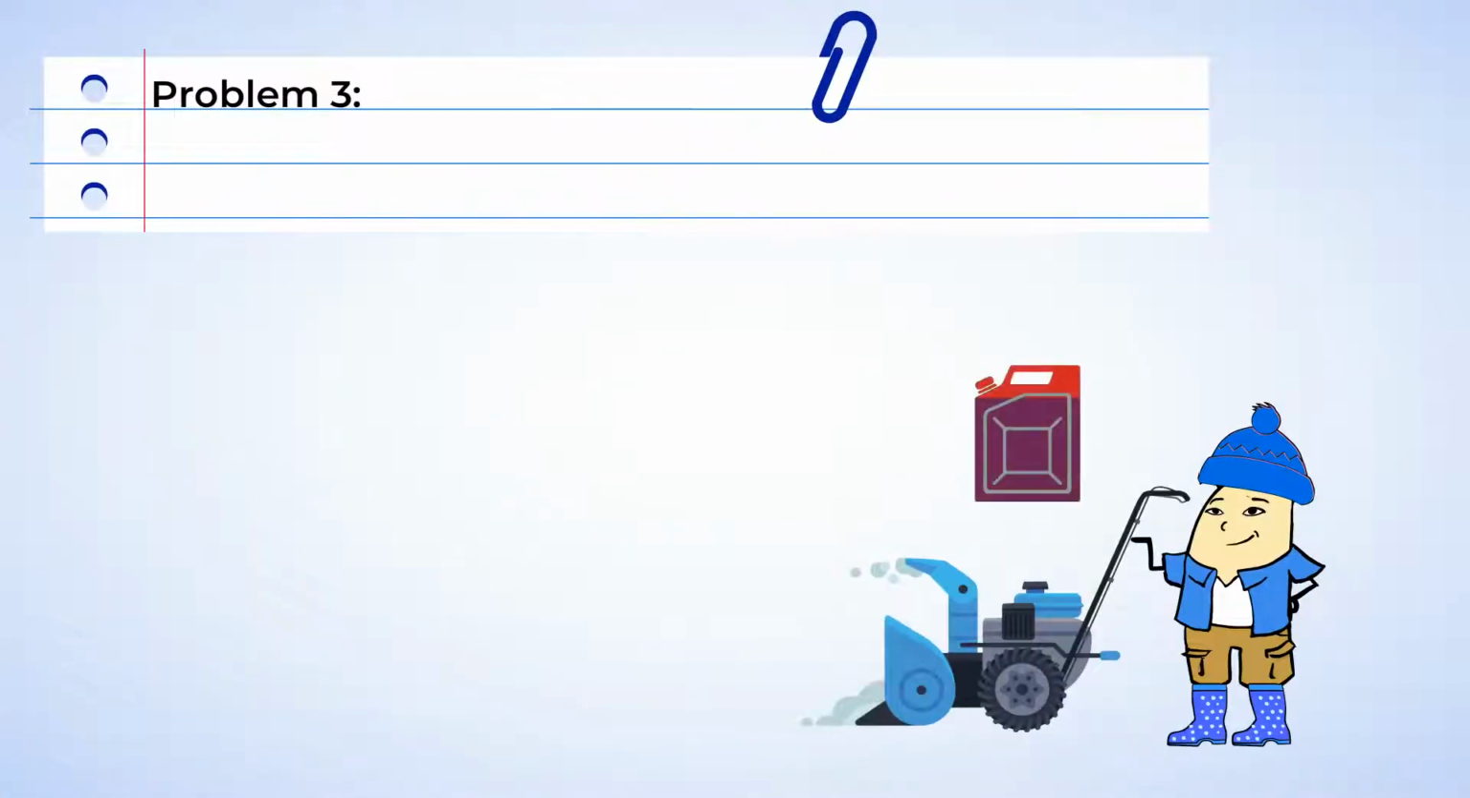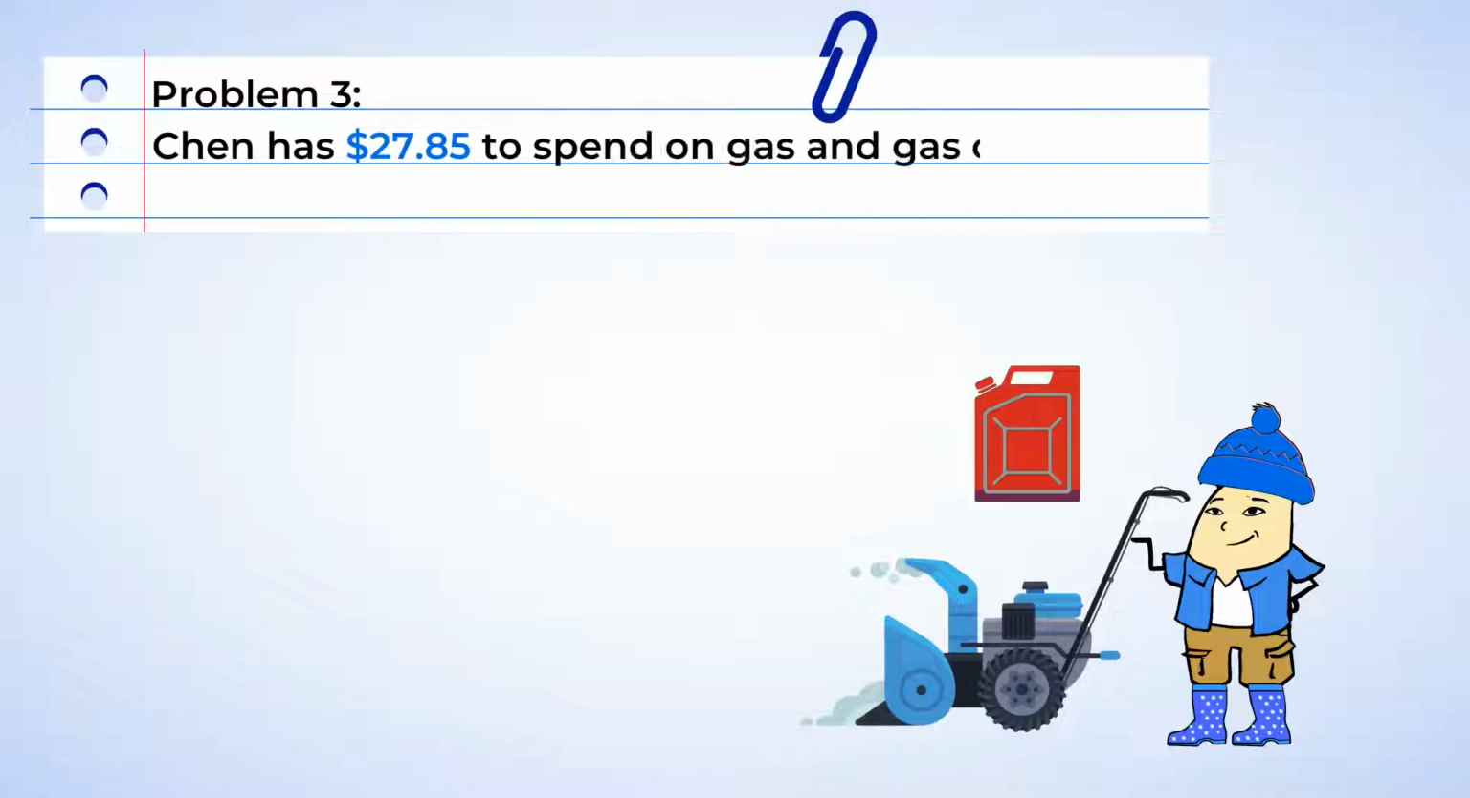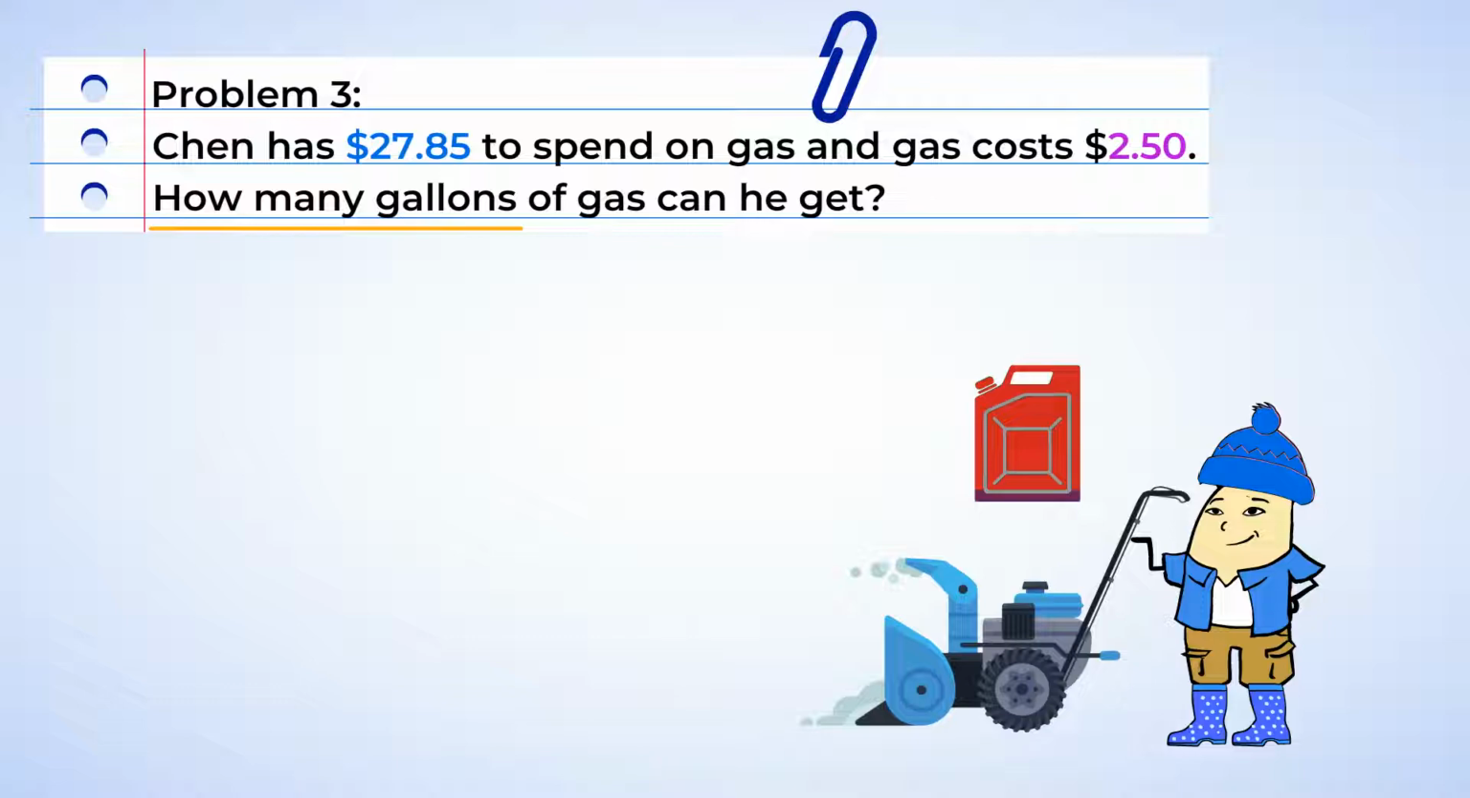Uh-oh, looks like the snowblower is out of gas. Chen has $27.85 to spend on gas, and gas costs $2.50 per gallon. So how many gallons of gas can he buy?